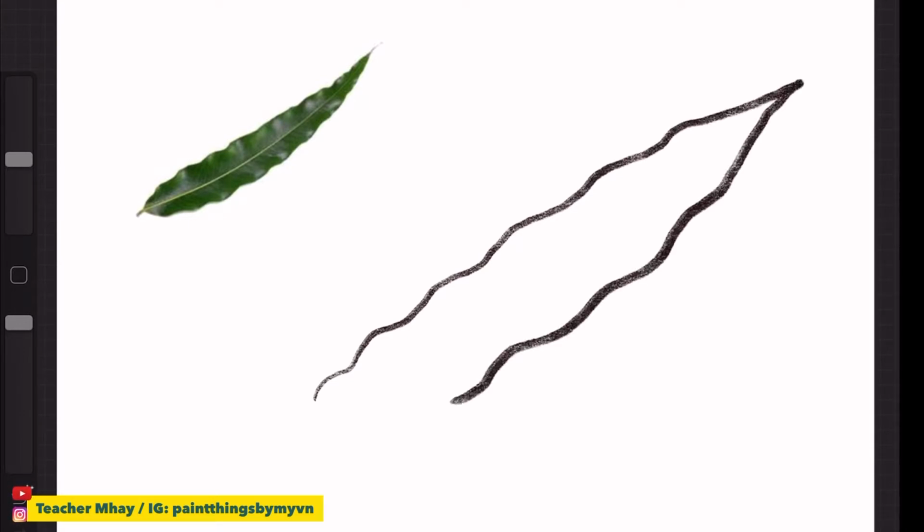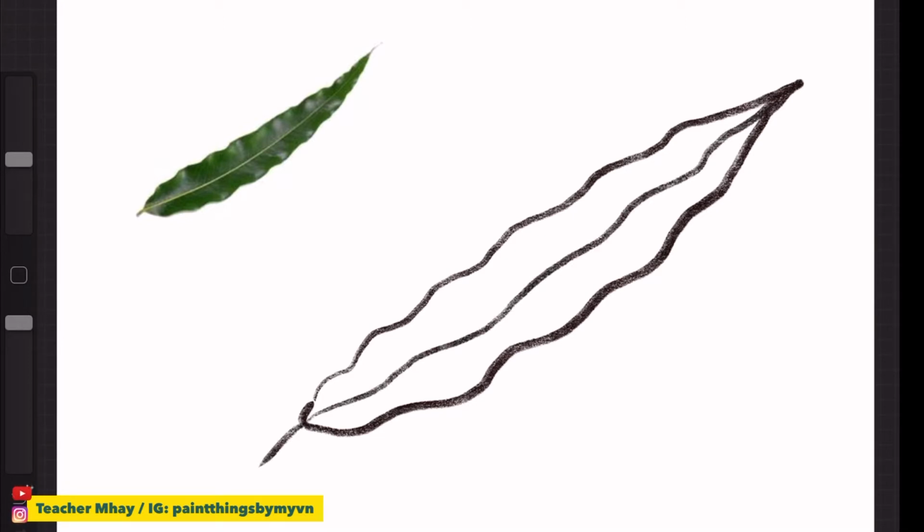Okay, so right here you're just going to draw some curve lines for the long leaf, like this. You can draw it by pencil. No need to draw it by marker first. And draw some lines between. Be careful. Just follow what I'm doing.